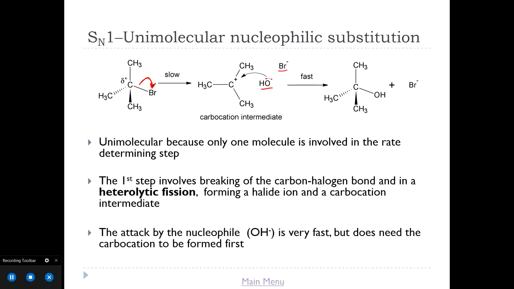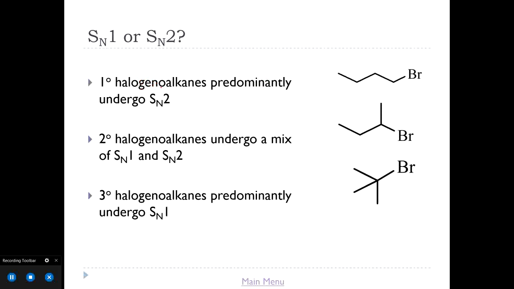So just like the other ones, a halogenoalkane to an alcohol, it's just the process is slightly different. So the attack by the nucleophile in this case is incredibly fast because it's attacking a full positive charge now, but it does require this first step to happen with the bromine breaking, which is a fairly slow step. Now, what makes one type of carbon undergo SN2 versus an SN1 reaction? That depends on their classification of primary, secondary, or tertiary.